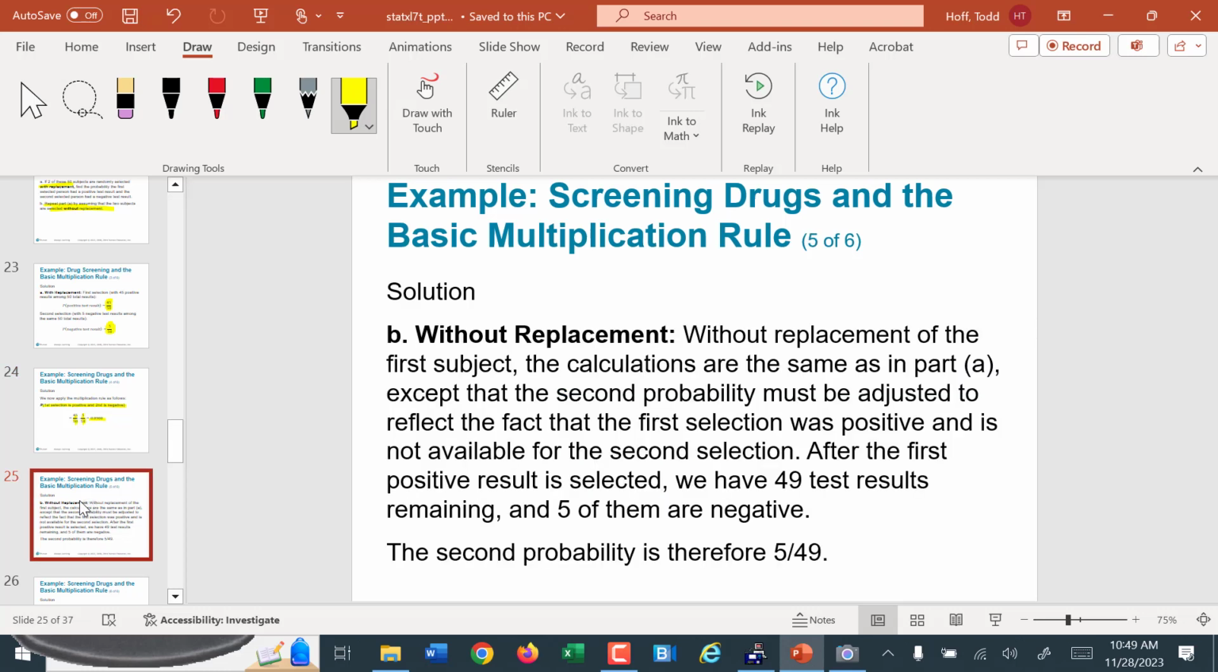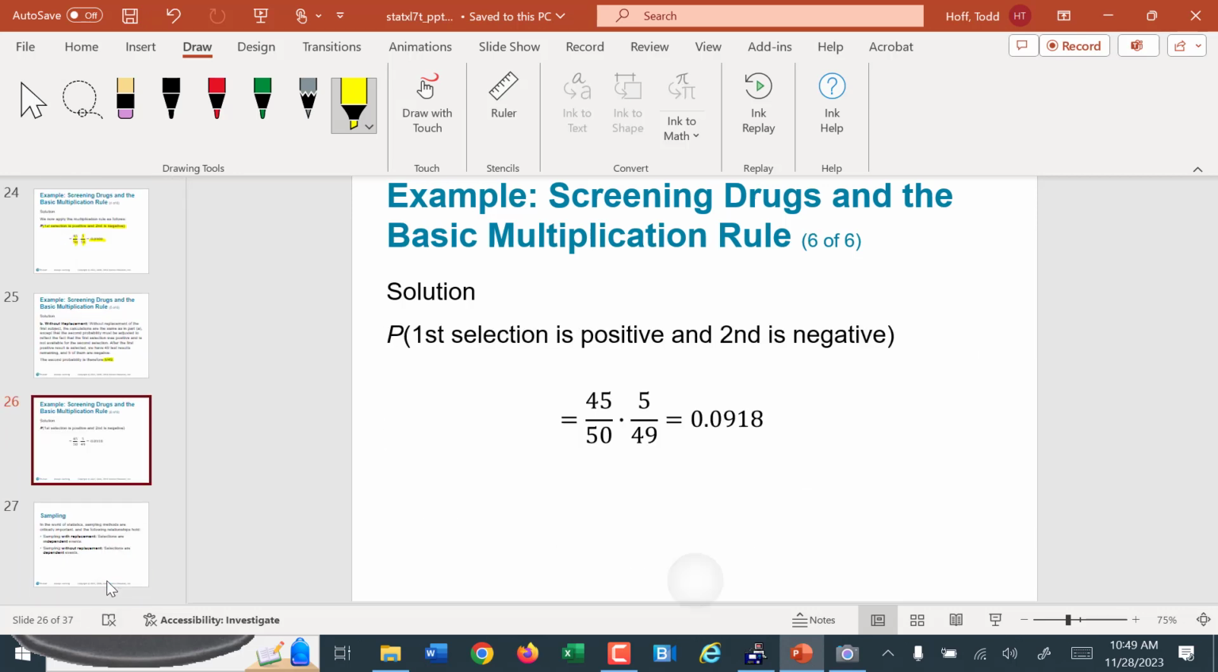But if we change that to being without replacement, so we test the first one, and we send them on their way, so there's only 49 to draw from for the second one. The probability that the second one's going to be negative, there's still 5 negative people if we assume the first one was positive, but there's only 49 people left in the group. So that's now going to be, instead of 45 over 50 times 5 over 50, it's 45 over 50 times 5 over 49. Changing it from 0.0900 to 0.0918. So it slightly changes the probability.